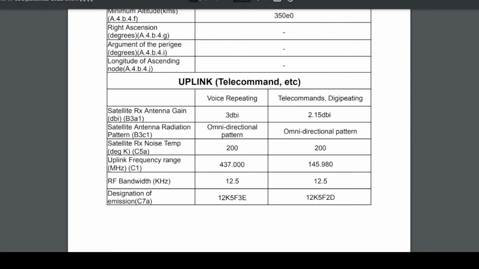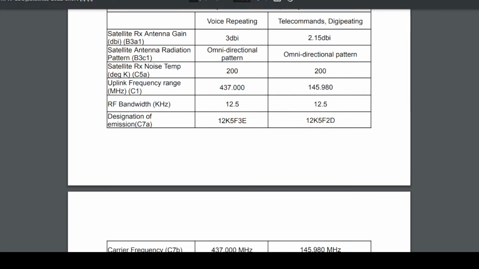The designation of emission, as I had explained earlier. For voice repeating, at the start it's the bandwidth. 12K5 is 12.5 kilohertz. Then F is for the modulation type, so what modulation takes place? Frequency modulation is taking place. Basically the frequency is varied so that the message can be carried forward. And finally, 3 stands for voice repeating, voice telephony. And finally, E represents the type of emission which is being carried.